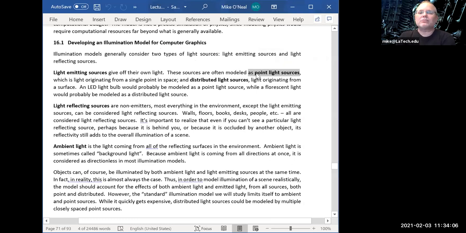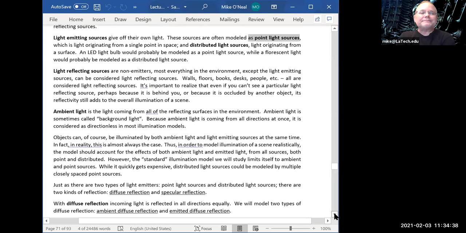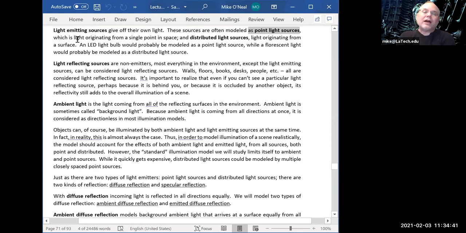If you want a distributed light source and all your modeling is point light sources, you can put a whole bunch of point light sources fairly close to each other, and that can simulate a distributed light source. However, it gets extremely expensive. Each light source adds calculations. So you can't really say, I'm going to model this fluorescent light by 1,000 point lights. Well, you can do that, and then you can revel in how many seconds per frame you're getting. So our light emitting sources are going to be modeled as point light sources. We have light emitters and we have light reflectors.